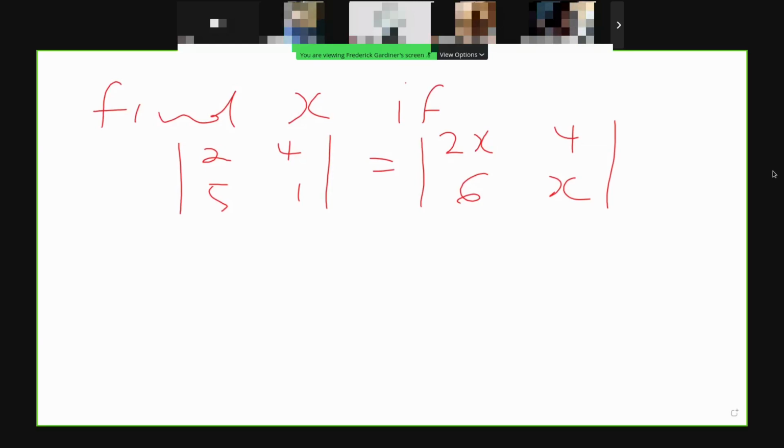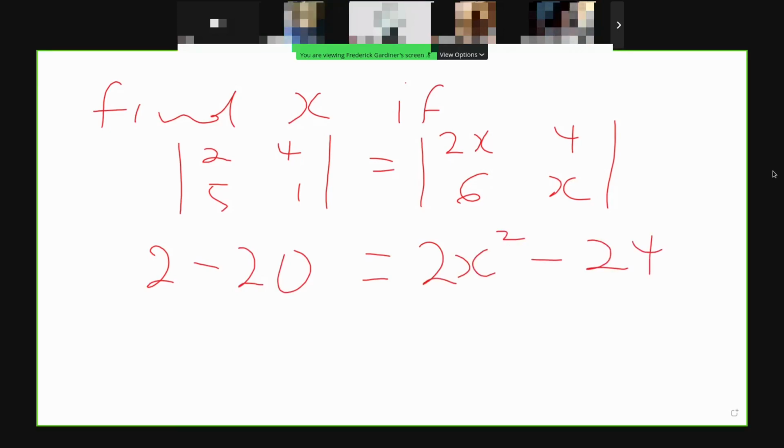So this simply means 2 times 1, you get 2, minus 5 times 4, 20. Should be equal to 2x squared minus 24. Now, you are looking for x, but your x is squared. Straight away, you know you are dealing with a quadratic equation. The general form of a quadratic equation is ax squared plus bx plus c equals 0. I hope you remember that.